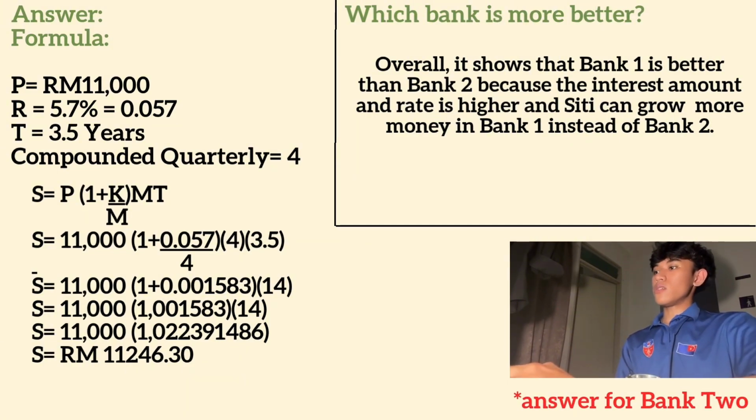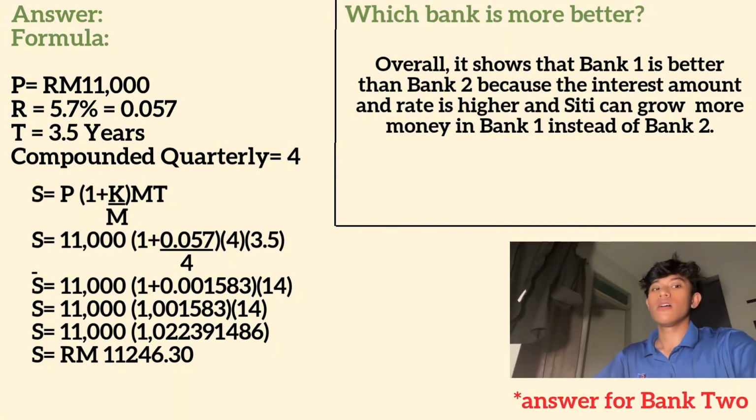So 1.001583 to the power of 14, and the answer will be 1.022391486. And then multiply the amount by 11,000, so the answer will be 11,246 ringgit 30 cents. So overall it shows that bank 1 is better than bank 2 because the interest amount and the rate is higher, and Siti can grow more money in bank 1 instead of bank 2.